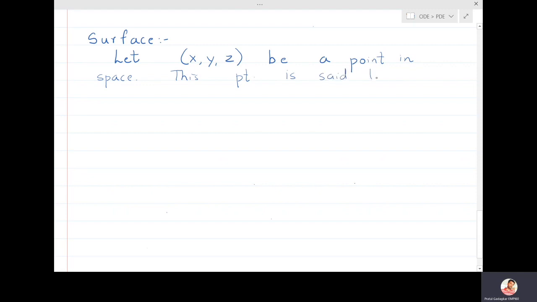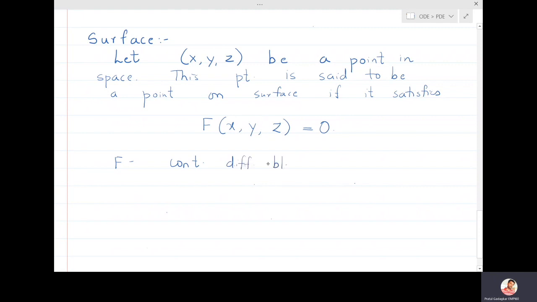Okay, in the second section, now we are going to start the study of surfaces. So what is the surface basically we have to discuss over here? Let x be a point in space. Then this point is said to be a point on a surface if it satisfies an equation f of x, y, z equal to 0, where this f is a continuously differentiable function, so that we will get a smooth surface. So we are going to consider here continuously differentiable functions.